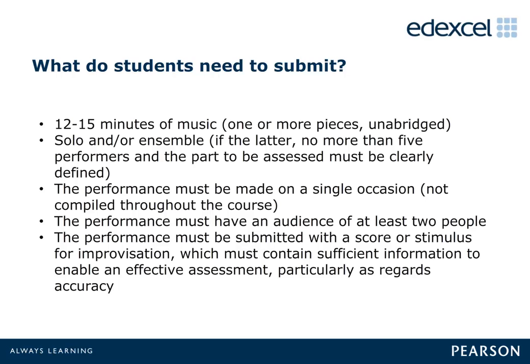Performances at A2 must always be in front of an audience of at least 2 people. In order for the assessment to be effective, each performance must be submitted with a score or, if it is an improvisation, with a musical stimulus. This score or stimulus must be sufficiently detailed to ensure that the assessment criteria can be accurately applied. Lead sheets and tab scores without indication of melody, rhythm, dynamics or similar will usually be inadequate to the needs of this specification.